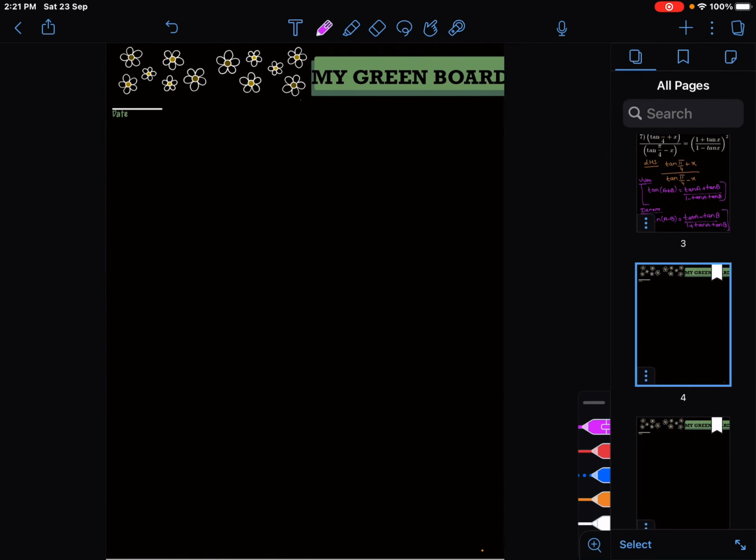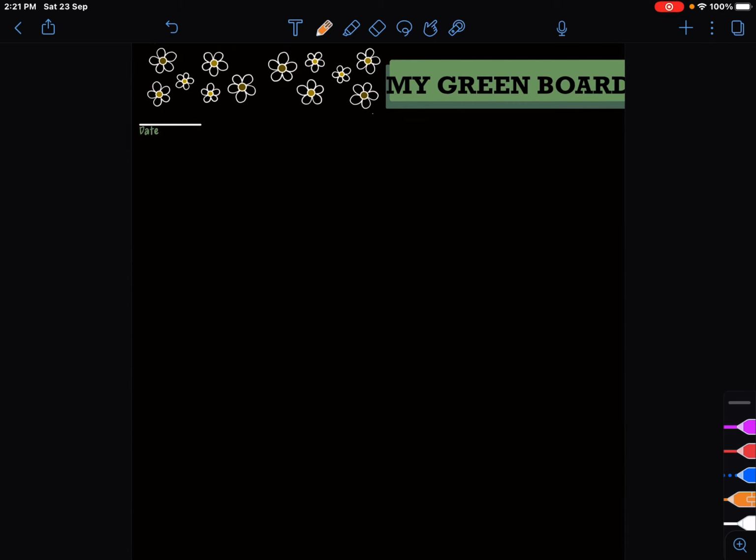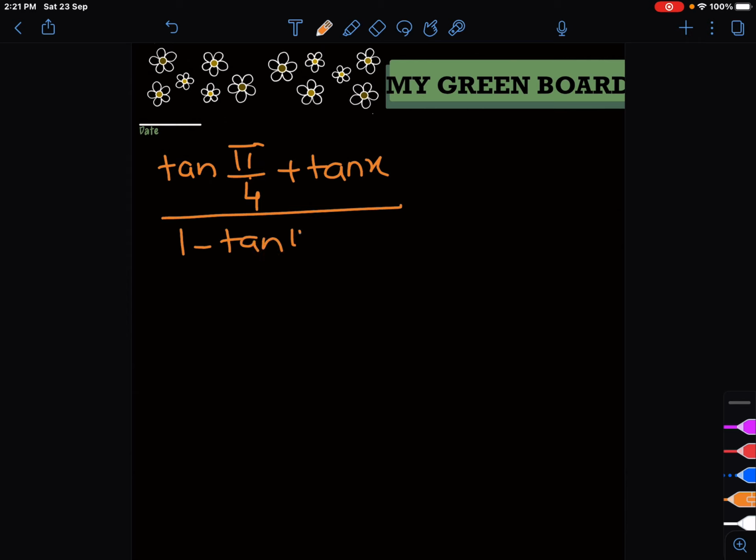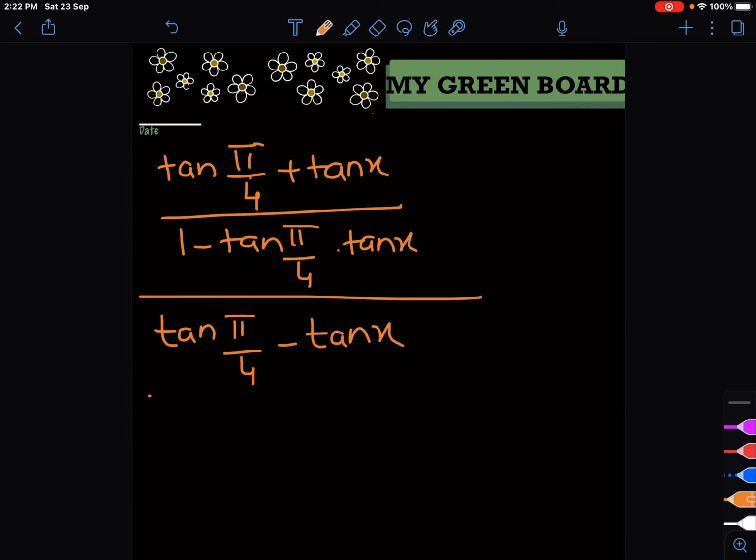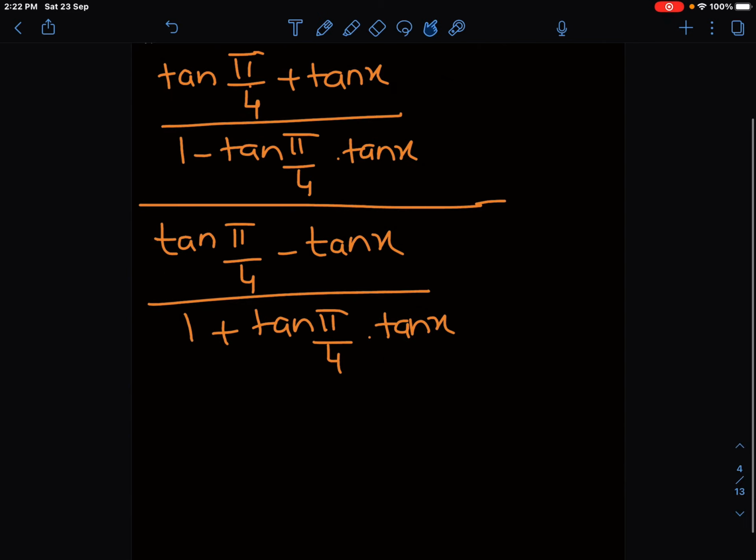Simple, very easy. In place of a we put pi by 4, and in place of b we put x. The numerator is tan a plus tan b by 1 minus tan a into tan b, the whole divided by the denominator, which has tan a minus tan b by 1 plus tan a into tan b. Got it, children? Now we'll see what gets cancelled.